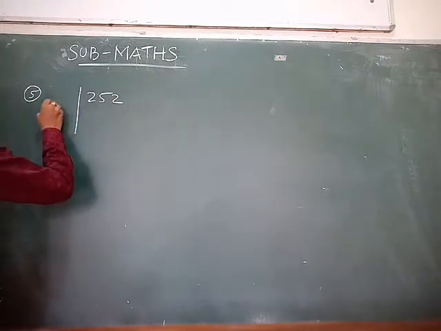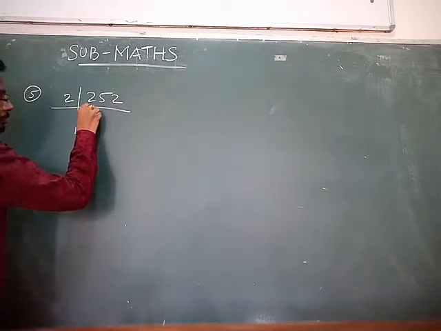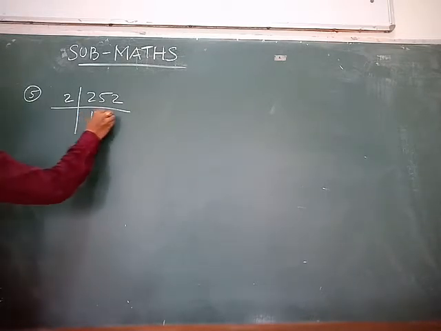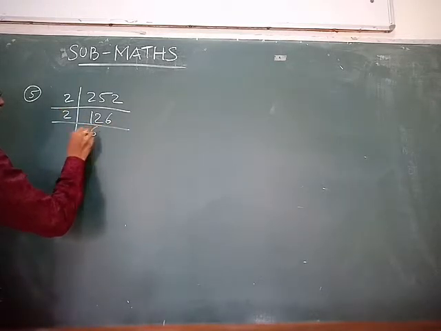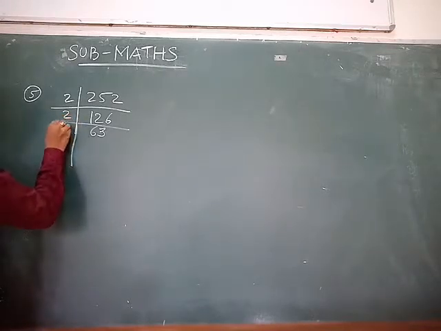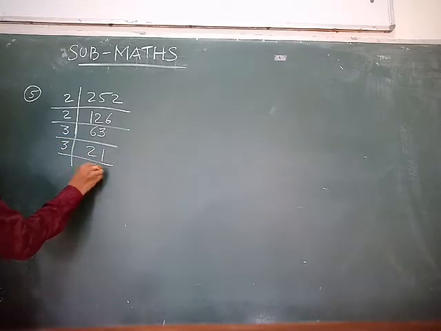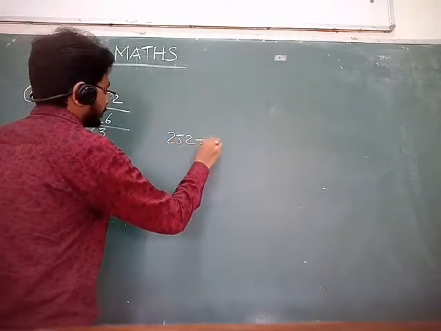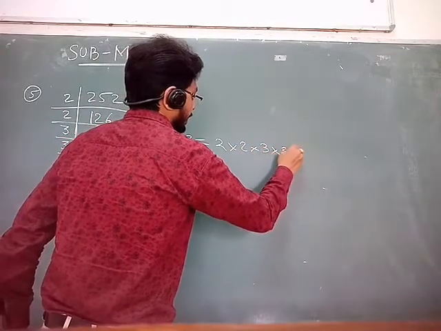divide this number by 2, the smallest prime number. So you will get 2, 2 1 are 2, 2 2 are 4 and 2 6 are 12, 126. Then again by 2, what you will get? You will get 2 6 are 12 and 2 3 are 6. Now by 3, 3 2 are 6 and 3 1 are 3, 3 7 are 21 and 7 1 are 7. So you are getting the factors 2 into 2 into 3 into 3 into 7.